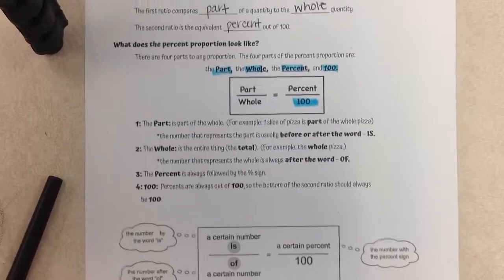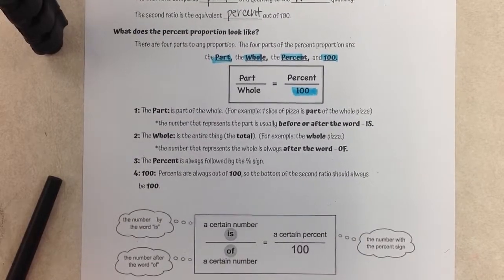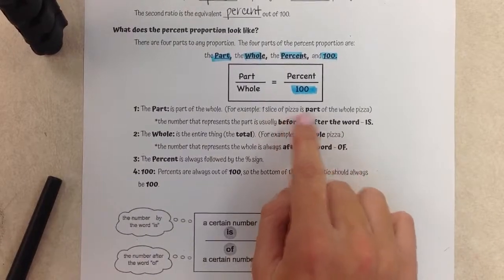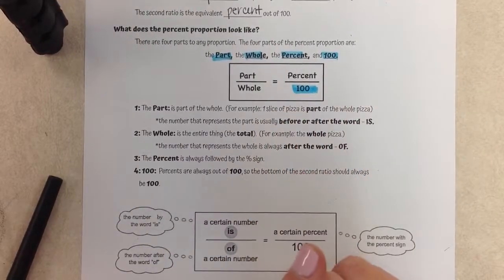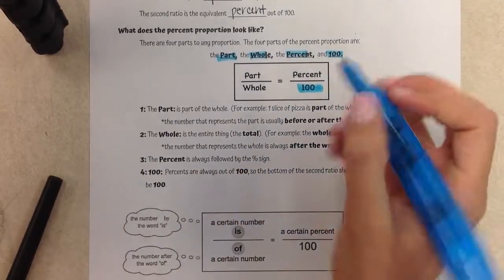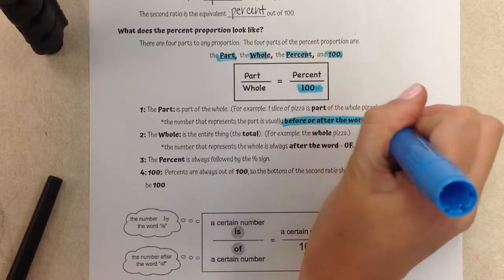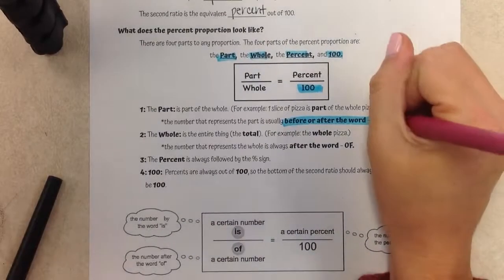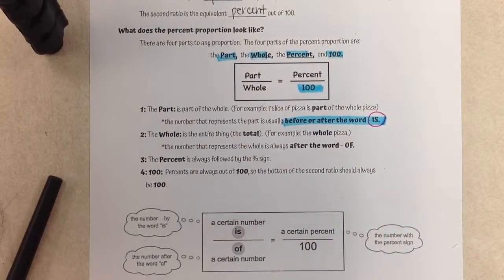So what are these different parts? The part is part of a whole. So if you're thinking of pizza, part of a pizza would be like 1 slice of the pizza or 2 slices of the pizza out of the entire pizza, okay? The key thing to look at is the number that represents the part is usually before or after the word is. So that clue word for you is, okay?